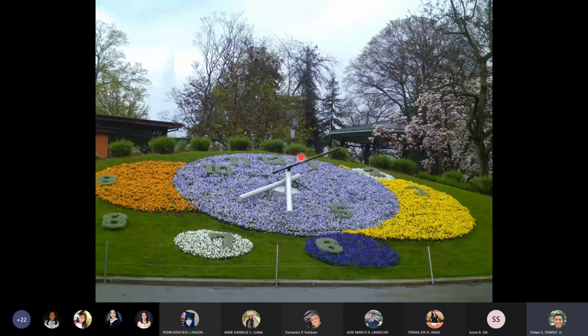So just to break a little bit, this is a flower clock in Geneva, in Switzerland. These are all flowers here. They change the flowers every season. I think this was springtime when I took this photo. This was about 6:30, around 7:30 already, but there's still a lot of light at that point. I think this is already spring to early summer.